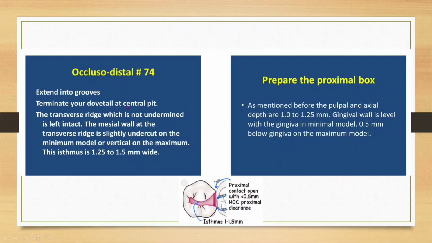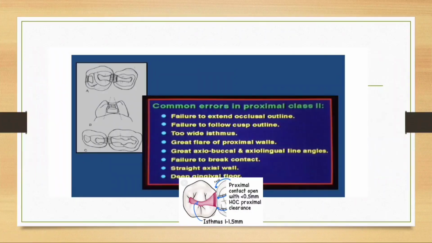On the occlusodistal side, it is extending into grooves and terminating the dovetail at the central pit. The transverse ridge, which is not undermined, is left intact. The mesial wall at the transverse ridge is slightly undercut on the minimum model or vertical on the maximum. This isthmus is 1.25 to 1.5 mm wide. And preparation of the proximal box is already mentioned.